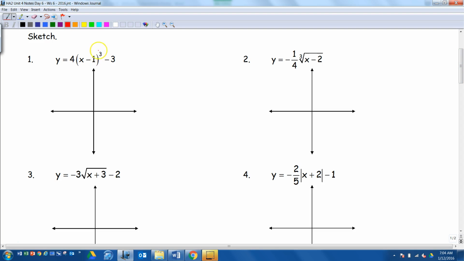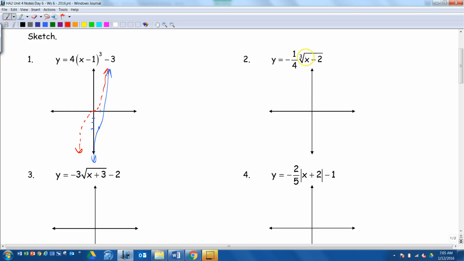So the first thing you have to note is what kind of graph is this? This is a cubic graph, so cubic graphs look like this. Alright, and then we have to figure out what's happening here. It's being stretched vertically, which means it's getting skinnier. It's moving to the right 1 and down 3. So my sketch should look something like this, where it's being pulled up faster and down faster. That would be what I would want to see.